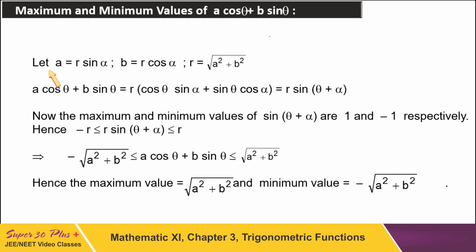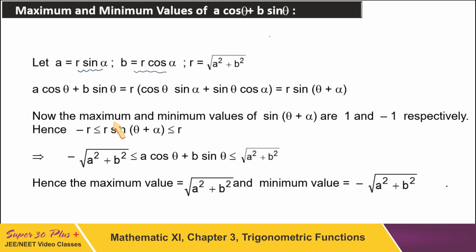Let A be equal to R sin alpha and B equal to R cos alpha. After squaring, we find R square is equal to A square plus B square. That's why R is equal to the square root of A square plus B square. A cos theta plus B sin theta is equal to R times (cos theta sin alpha plus sin theta cos alpha). This is the formula of sin(A plus B), and it is equal to R sin(theta plus alpha).